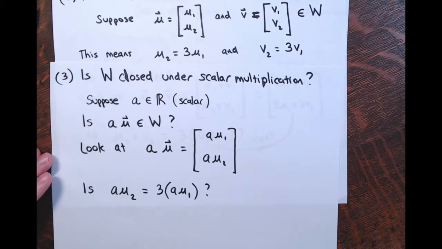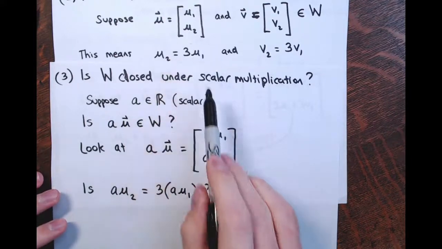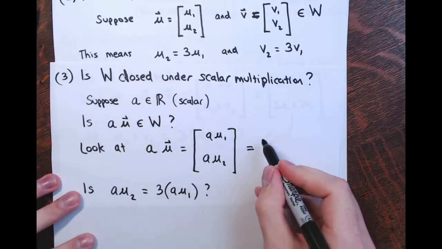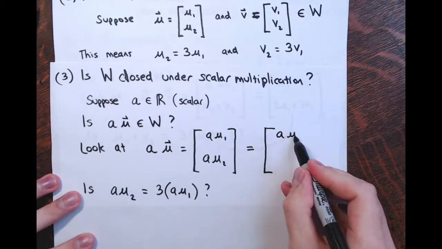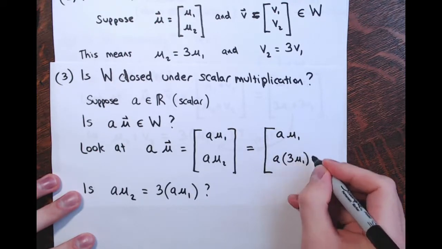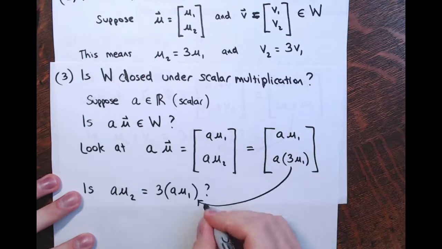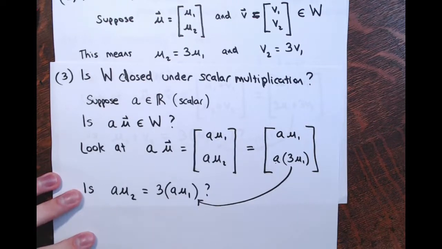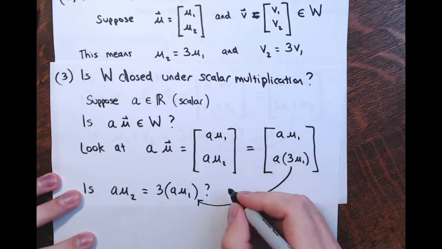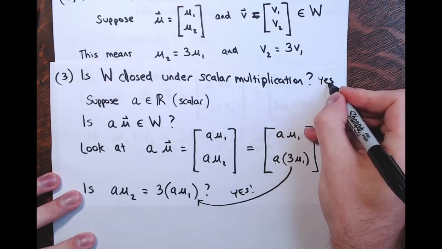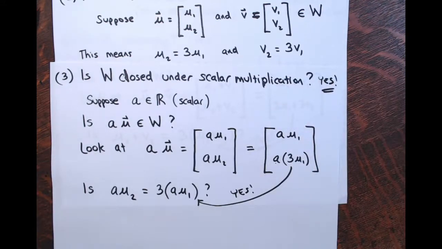So I'm going to answer this question. Well, yes. Remember what we said earlier: U was in W, so U2 must be 3 times U1, so I'll make that replacement. This is the same thing as A times U1, and then U2 is 3 times U1. Isn't this equivalent to that? A times 3 times U1 would be the same as 3 times A times U1. These are all just real numbers, you can move them in any order you wish. So yes, it looks like it. W is also closed under scalar multiplication.